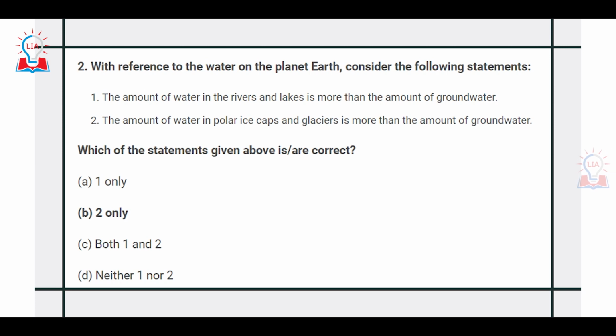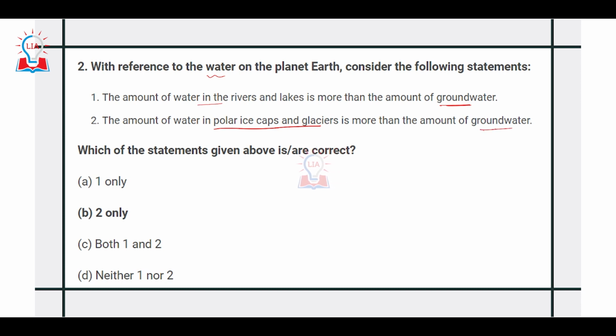herbivores. The second question is related to the availability of water on the planet Earth. And in this regard, two statements are given. The first statement is that the amount of water in the rivers and lakes is more than the amount of groundwater on the Earth. And the second is that the amount of water in polar ice caps and glaciers is more than the amount of groundwater.